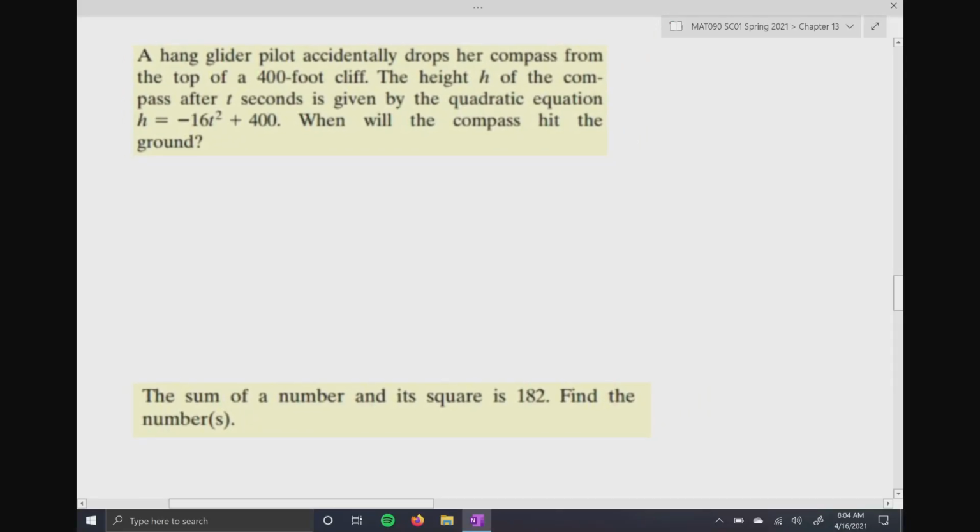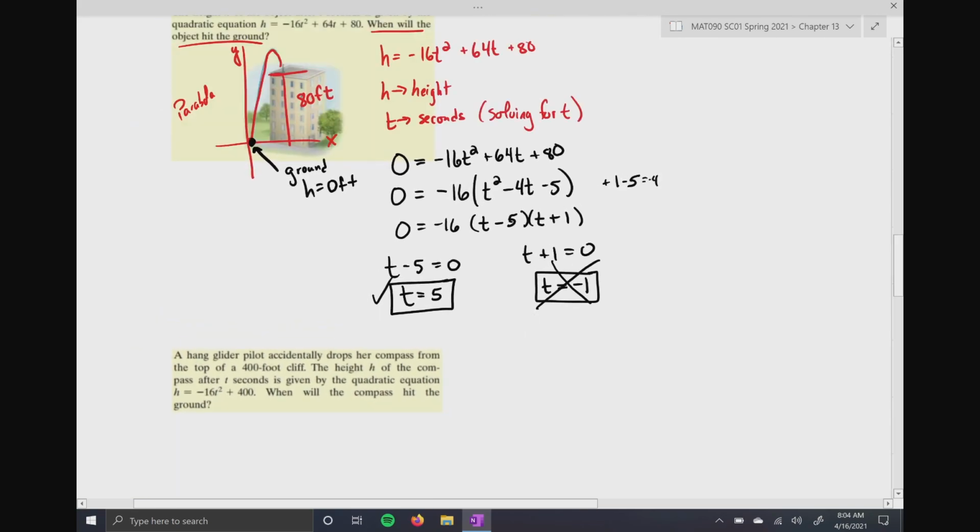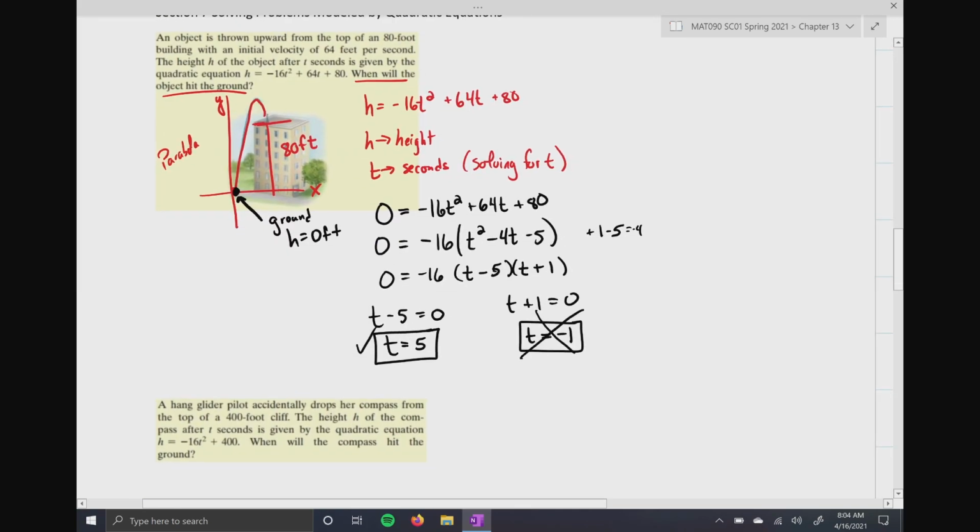So real quick, the previous problem that we looked at was an object thrown upward from the top of an 80-foot building. And notice that the arc, or the projectile motion that this object has, is a parabola. So we know this is a quadratic. In fact, the equation given to us, h equals negative 16t squared plus 64t plus 80, is quadratic. So everything that we've studied, it's all fitting the mold, okay?